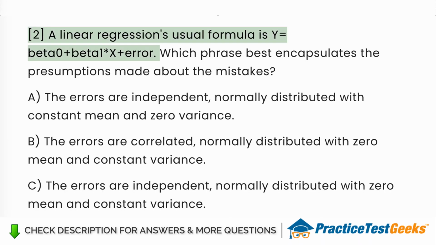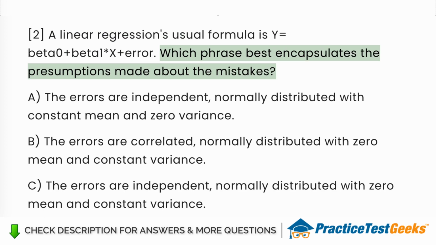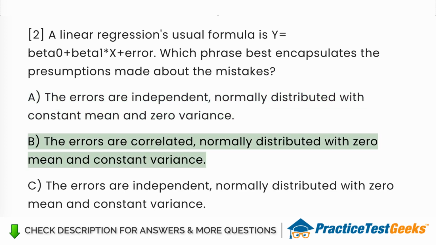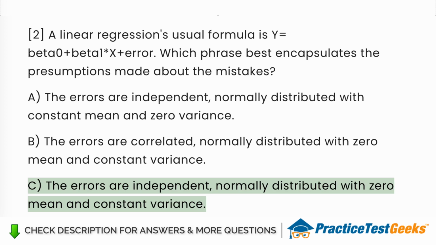A linear regression's usual formula is y equals beta 0 plus beta 1x plus error. Which phrase best encapsulates the presumptions made about the mistakes? A. The errors are independent, normally distributed with constant mean and zero variance. B. The errors are correlated, normally distributed with zero mean and constant variance. C. The errors are independent, normally distributed with zero mean and constant variance.